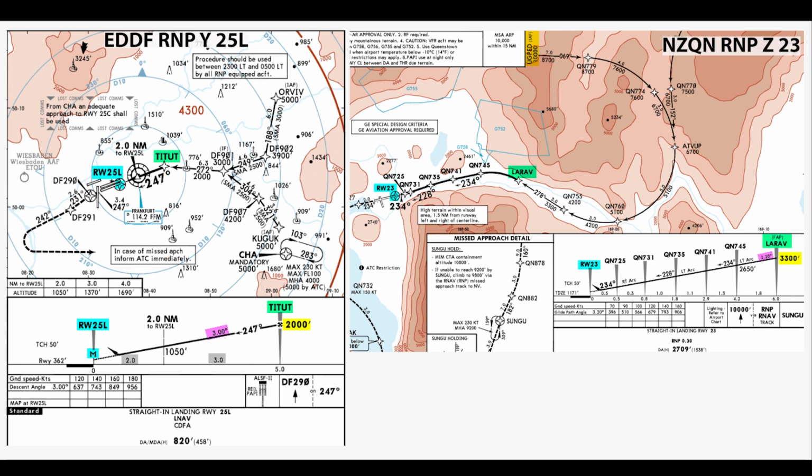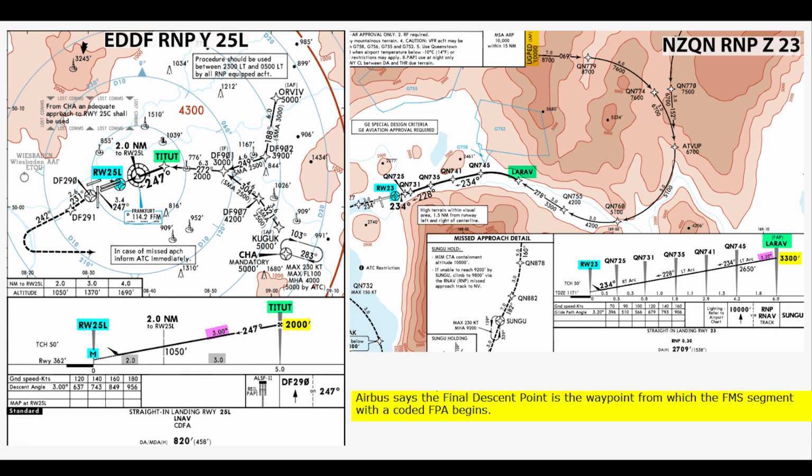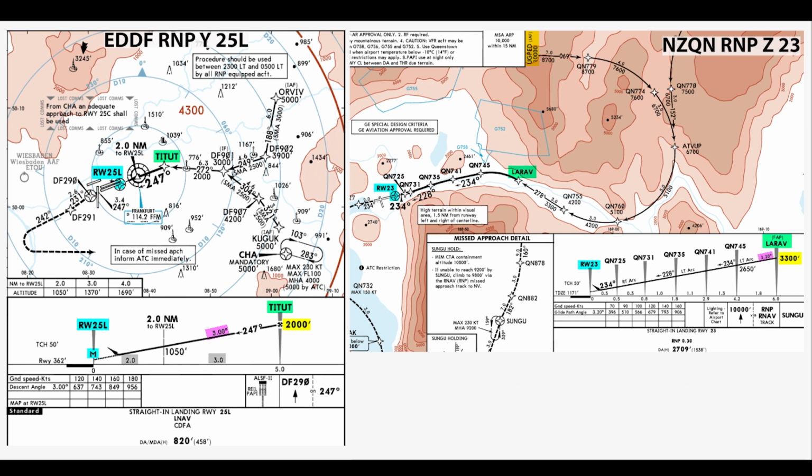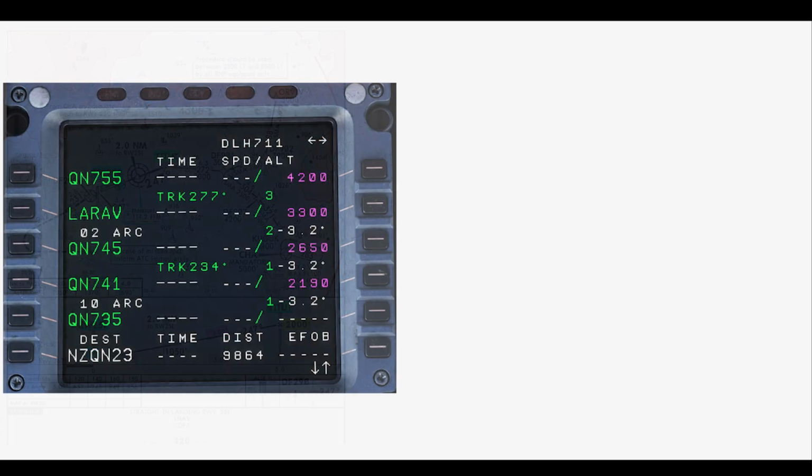Now, it's very important to understand that the final approach point, as Airbus defines it in its documents, does not necessarily have to coincide with the final approach fixes or the final approach points that you see charted on these approach plates. So for Airbus, the final descent point is the waypoint from which the FMS segment with a coded flight path angle begins. And for that, you're going to have to look into the MCDU flight plan page. Looking at the approach in Queenstown, you can see that after LARAF, you have a coded flight path angle of minus 3.2 degrees. And that is coded down to the missed approach point.